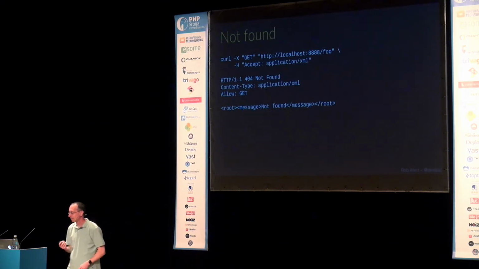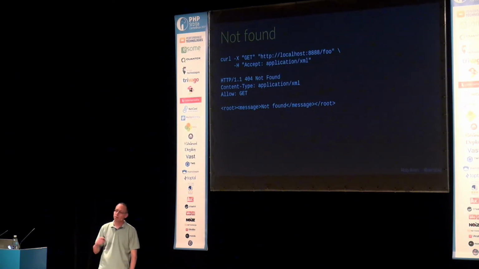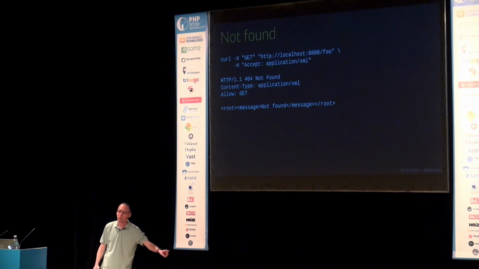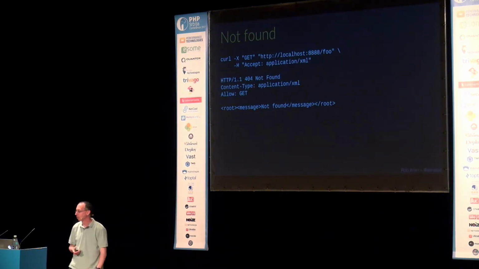If you send an accept header, Slim will automatically put it in the right format for you. So although we won't automatically parse XML, we will send XML back if we can, because we can generate XML for you. And we'll do it for JSON as well, because that's a common one.